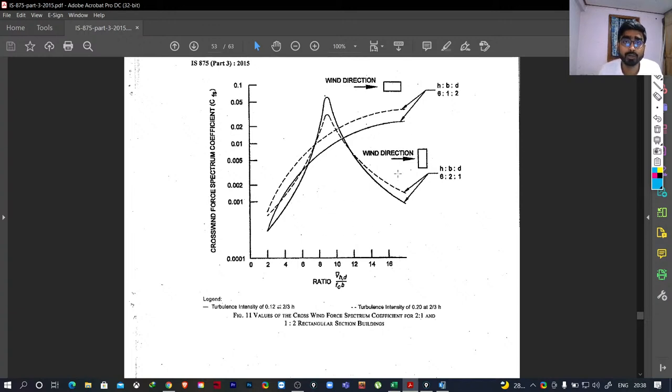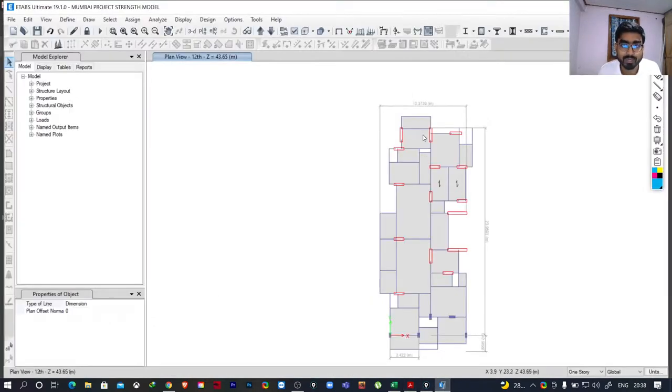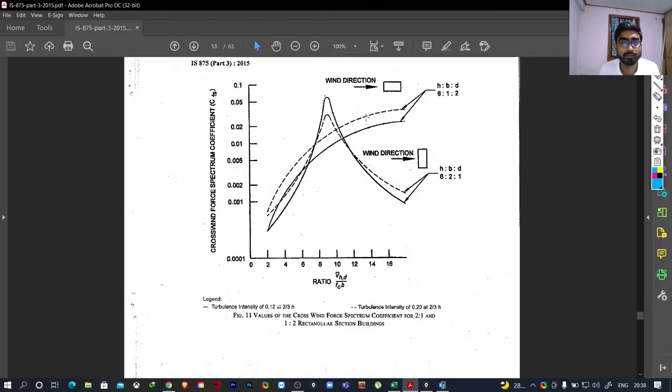So if I go with it is not a rectangle, it is an irregular shape, but as a whole, the overall shape is the rectangular shape, right? Overall dimension. So in that case, now we have two graphs. One is this one, another one is the other one. Now, it depends on which direction your wind is coming.